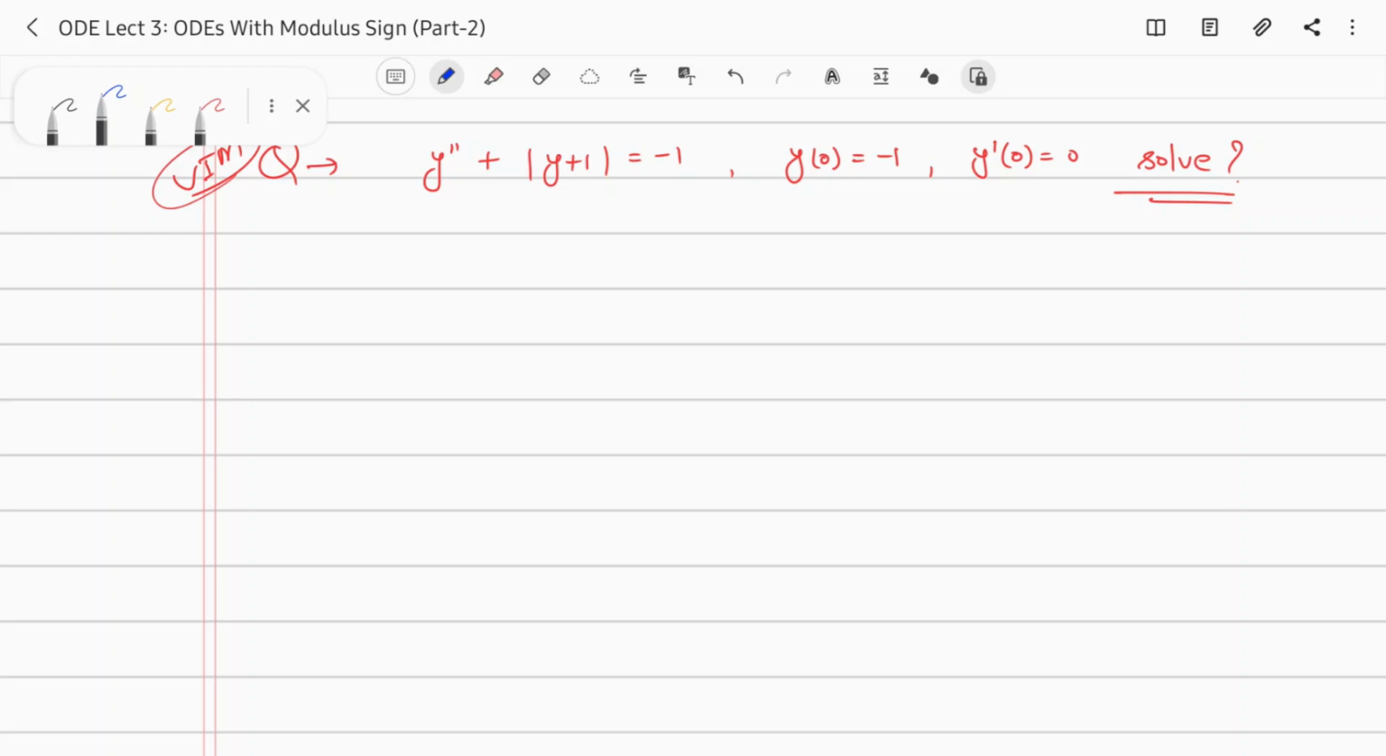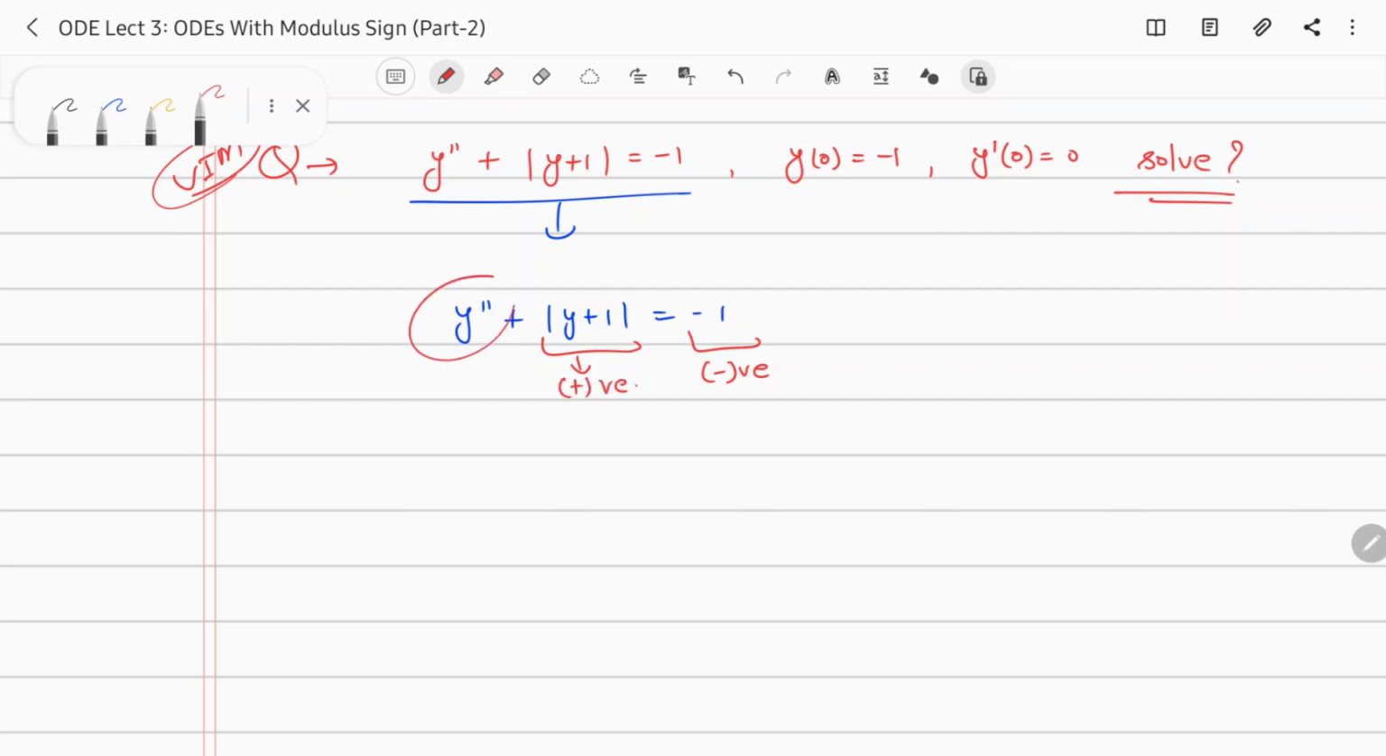So what does the question say? This differential equation, I'm writing it again for a purpose. Let us say |y+1| = -1. If you see here, the RHS is completely negative, right? And this part, because it is an absolute value, is positive, right?